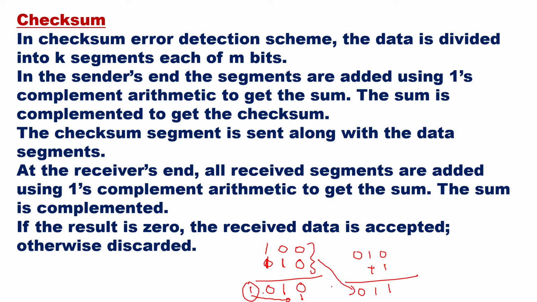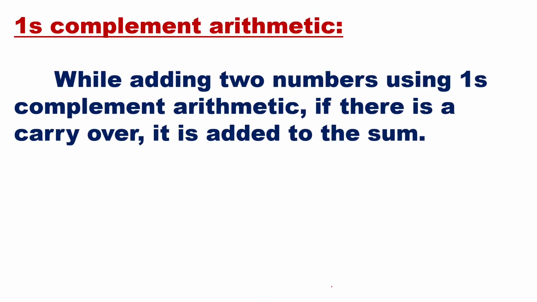The sum is complemented to get the checksum. The checksum segment is sent along with the data segments. At the receiver's end, all received segments are added using ones complement arithmetic to get the sum. The sum is complemented. If the result is 0, the received data is accepted, otherwise it is discarded. Now this will be very clear to you if you see an example. The ones complement arithmetic we are going to use in this method is: while adding two numbers, if there is a carryover, it is added to the sum.